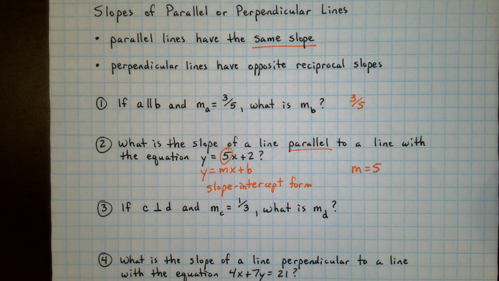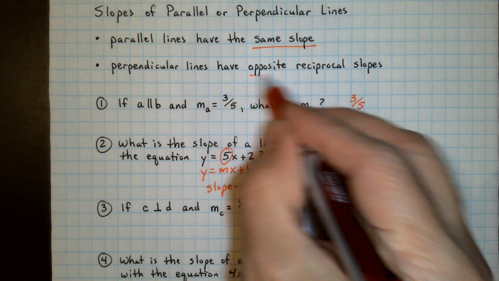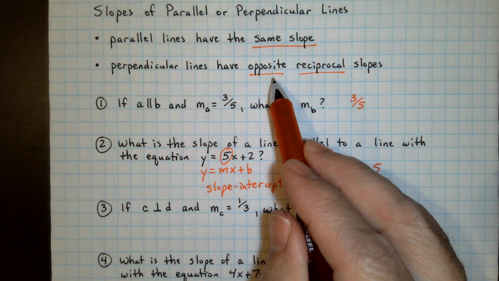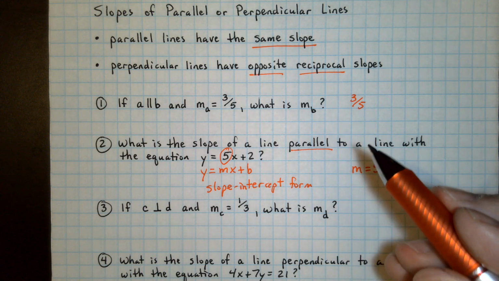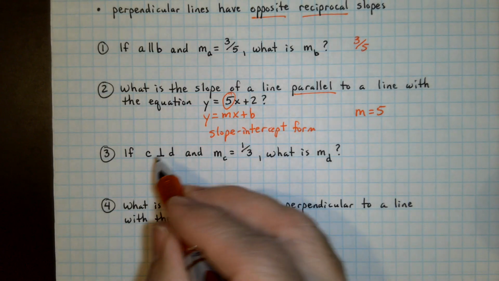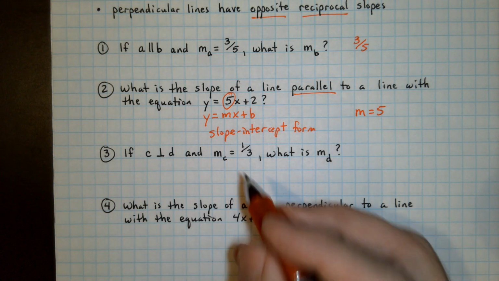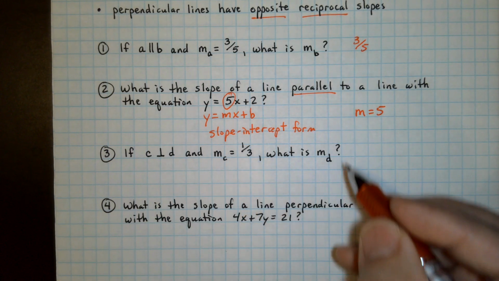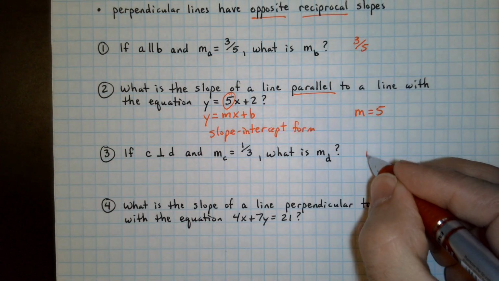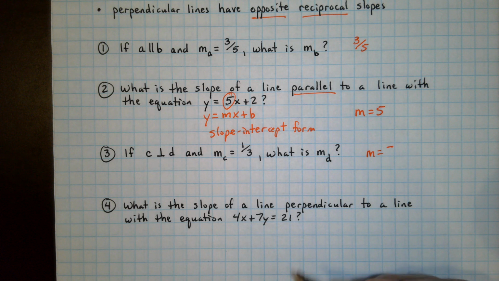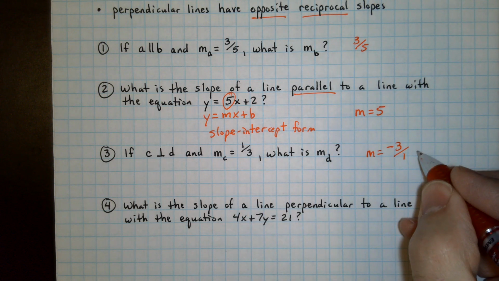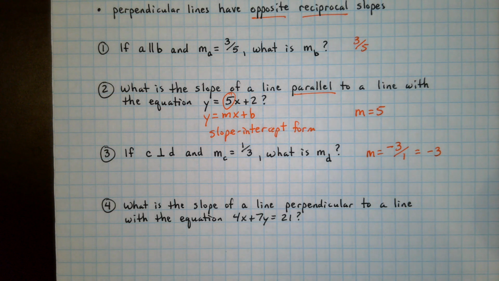Well, perpendicular lines have opposite reciprocal slopes. Now, the way to think about that is opposite would be different signs. Reciprocal would mean flipped over. So in number 3, if C is perpendicular to D, and the slope of C is 1/3, the slope of D would have to be opposite. This is positive, so ours would be negative. And this is 1/3, we'd have to flip it over and make it 3/1. And of course, some people would just write -3.